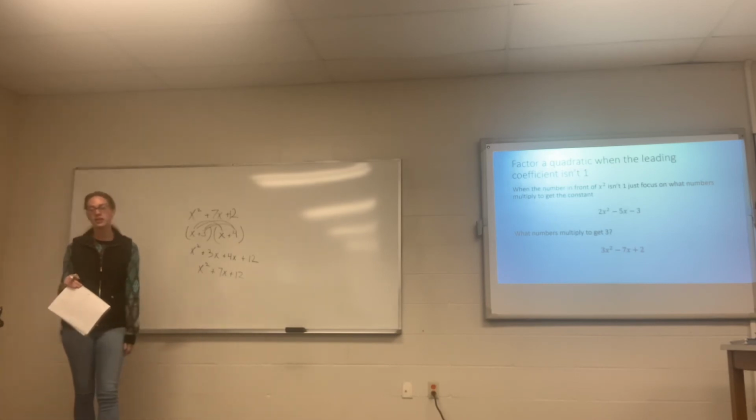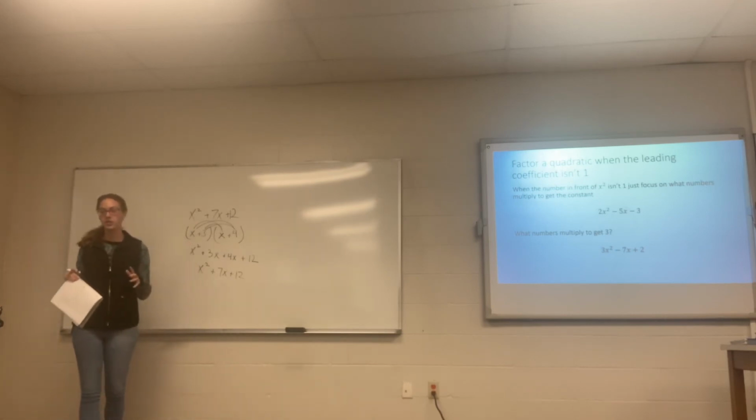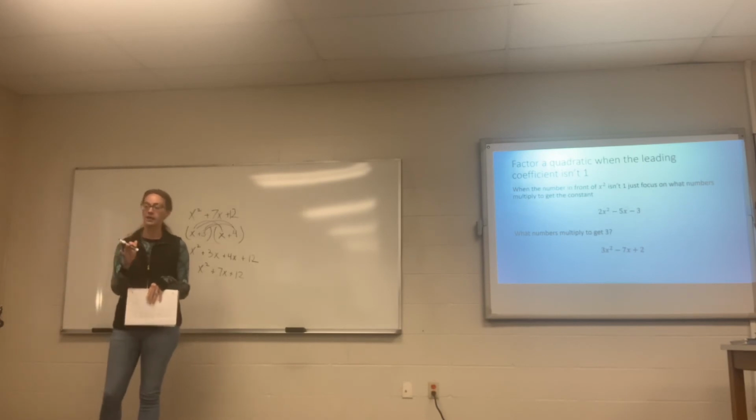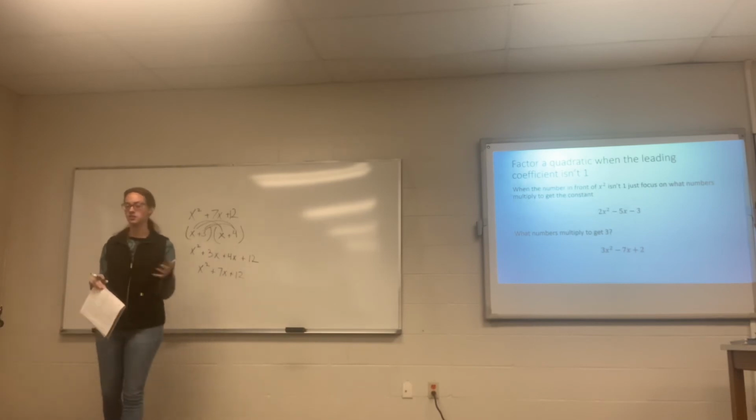Because from here, we can't use the adding trick. So if there's a number in front of x squared, you no longer think about what two numbers multiply and what two numbers add. Now you're just looking at the multiplication because the adding doesn't work out for us.